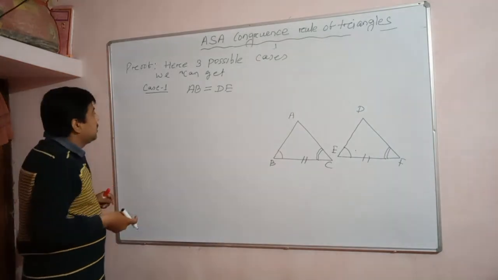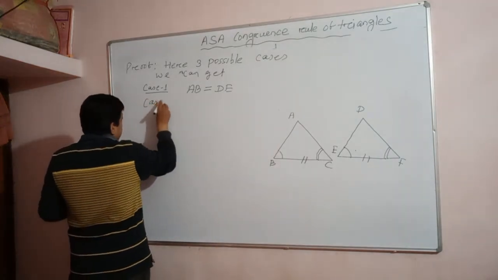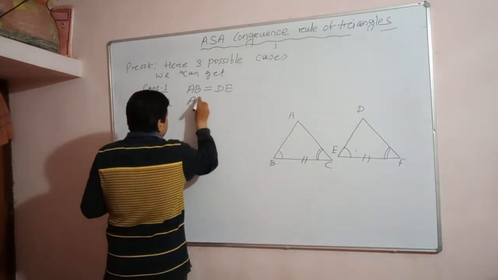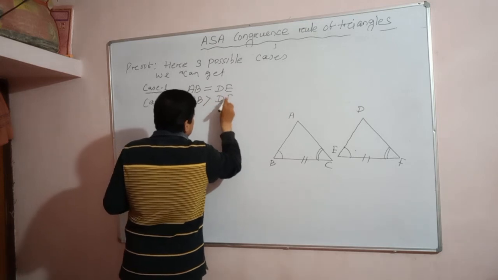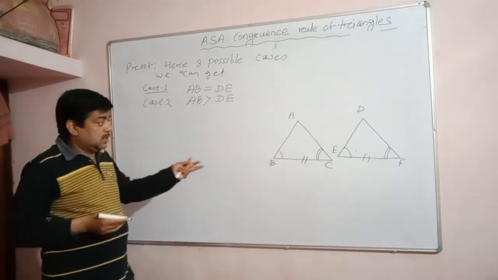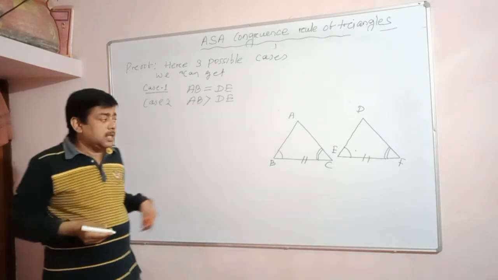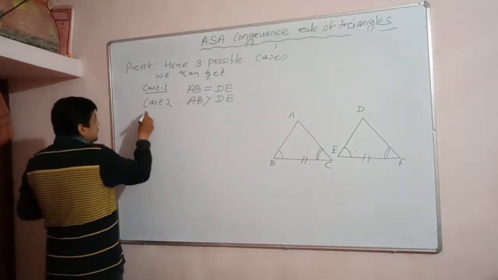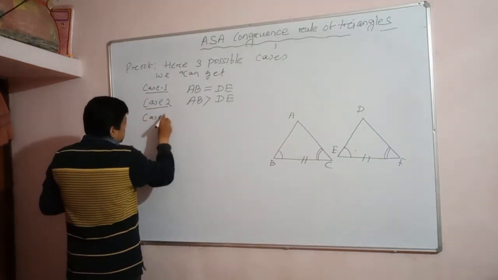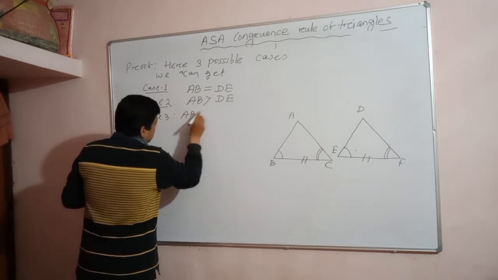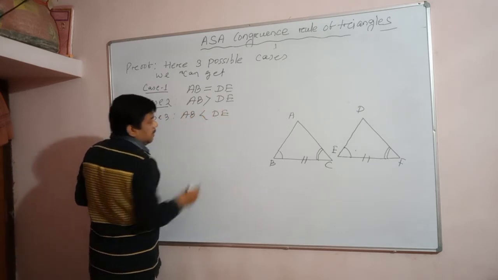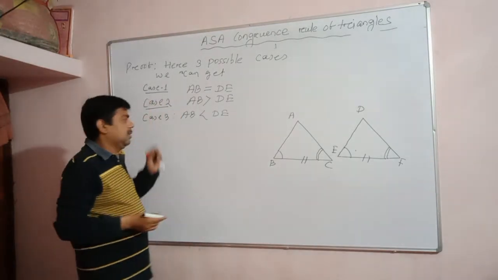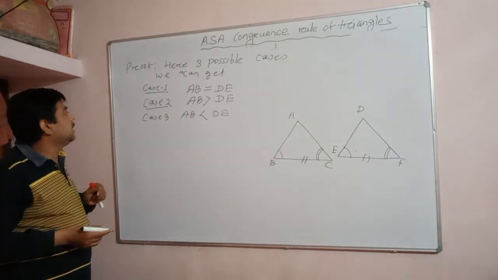Case 2 may also happen: AB may be greater than DE. Because these are the sides, one side may be greater than the other side. The side AB of triangle ABC may be greater than the side DE of triangle DEF. This is case 2. Or case 3, AB may be less than DE. So three cases will come. Okay, understand?